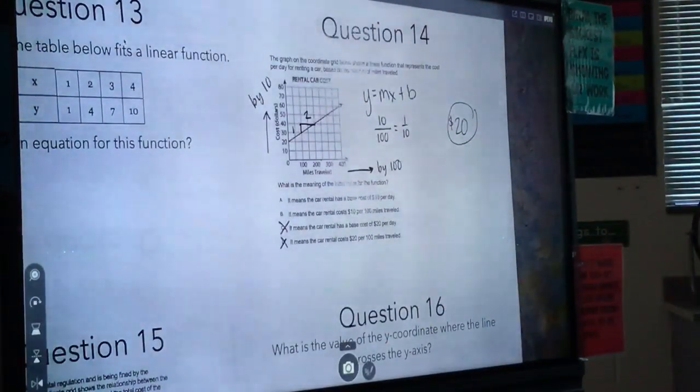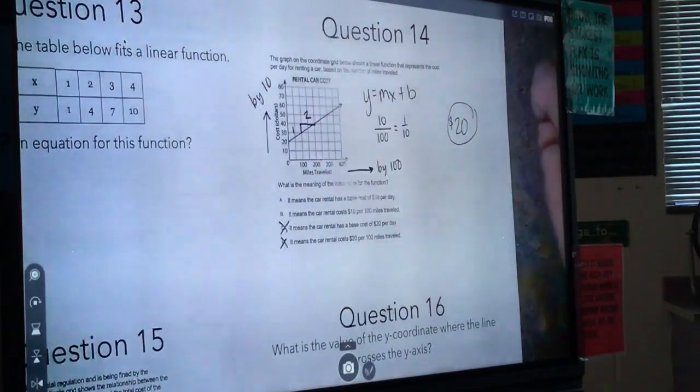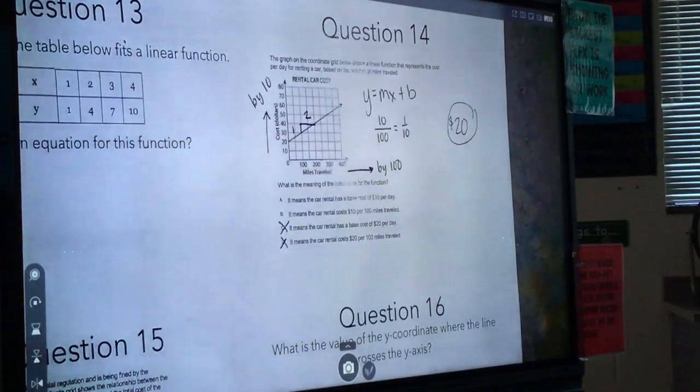Which one? It's A. So stand up if you said A. Stand up if you said B. Can't be both. Explain A. Okay, so Nevaeh, I want you to explain A, and then Anthony, I want you to explain B, and then we'll redo it.